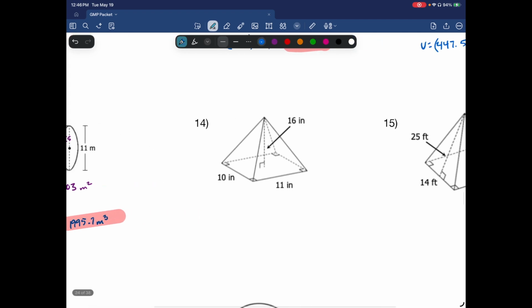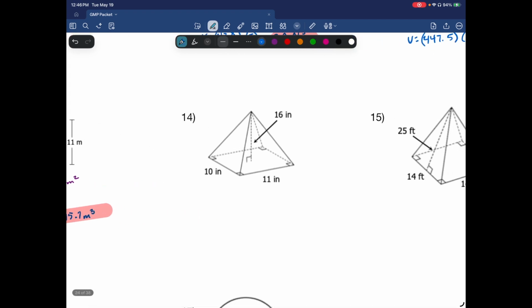Okay. Now, for volume, when it comes to pyramids and cones, there's a simple thing you have to make an adjustment for. So I still need my base area. So this is going to be a rectangle that is 10 times 11, which is 110 inches squared.